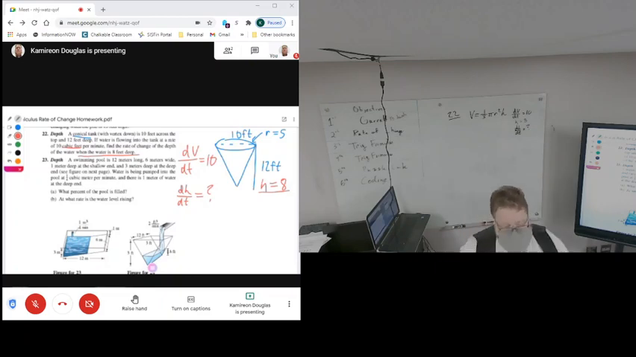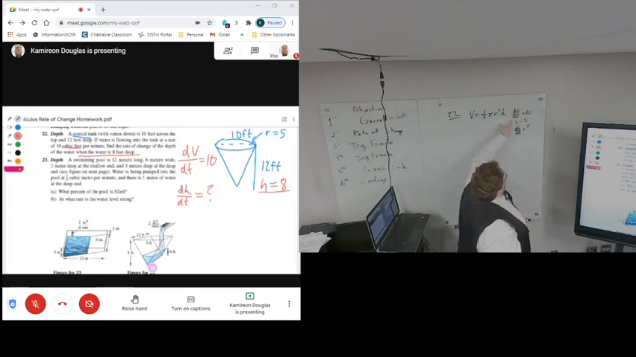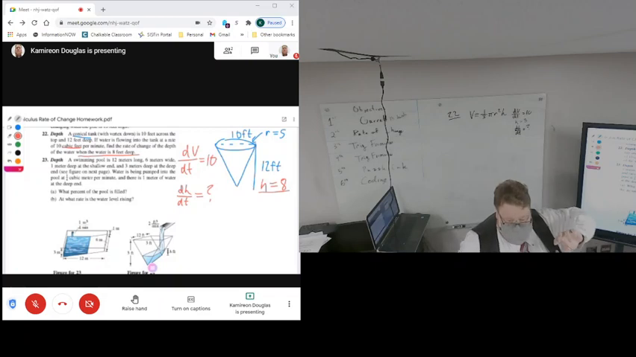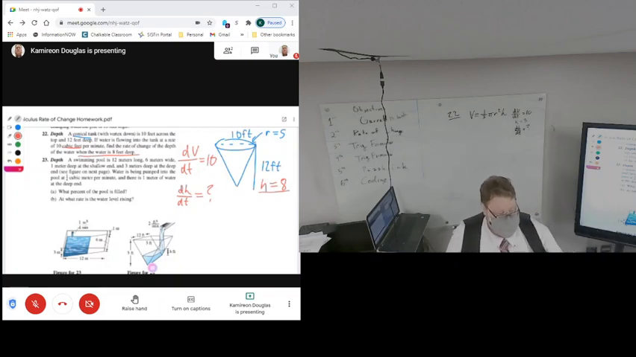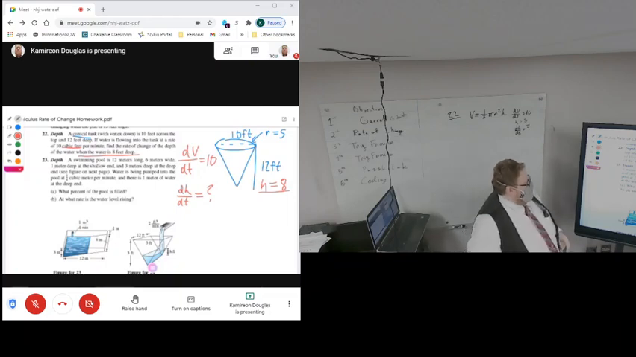Looking ahead, I know that's probably not a great choice. All I have is dV/dt as a known. I'm looking for dh/dt. I have nothing for dr/dt. Have R. Don't we just plug in the R and just leave the H there?